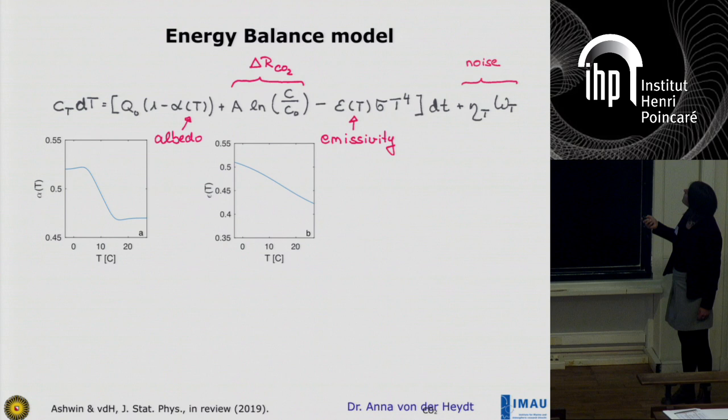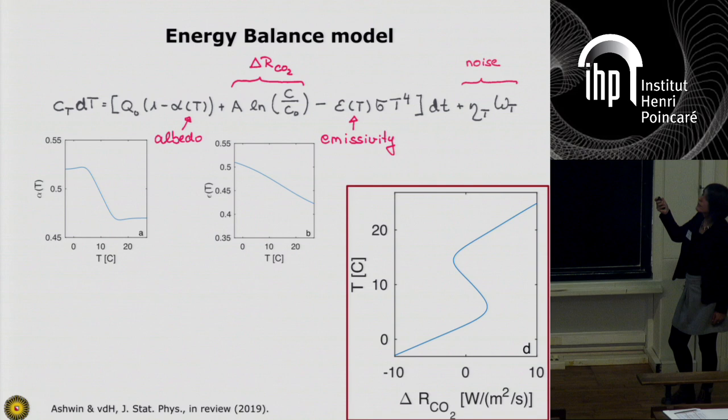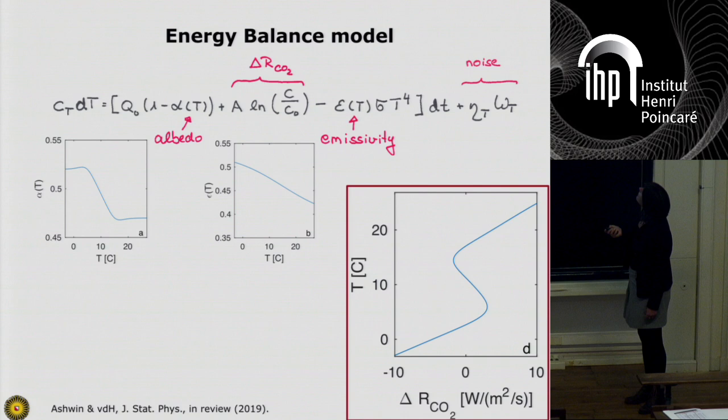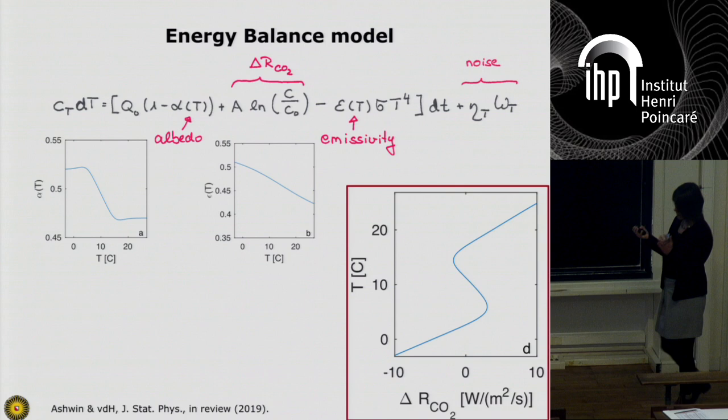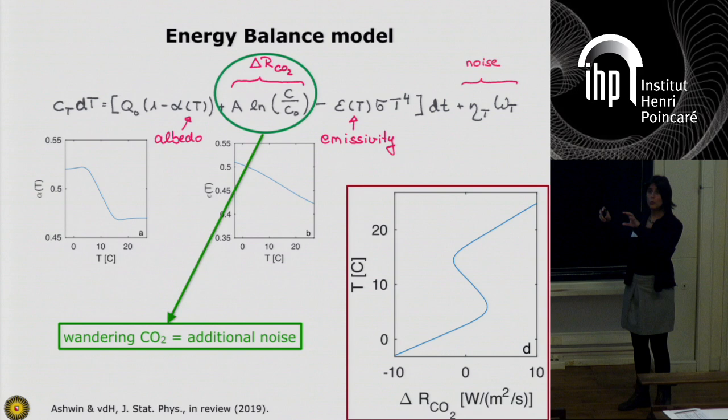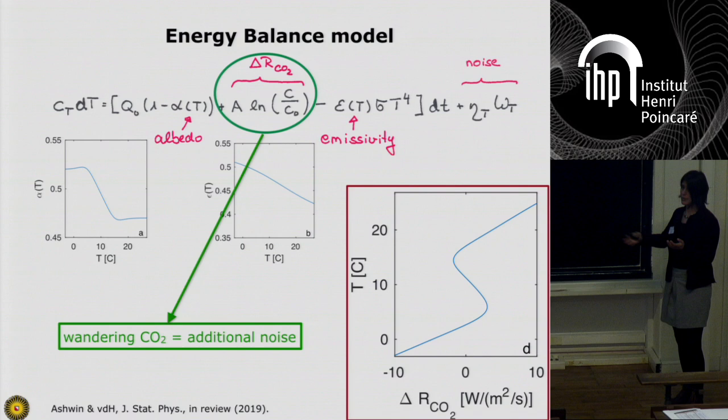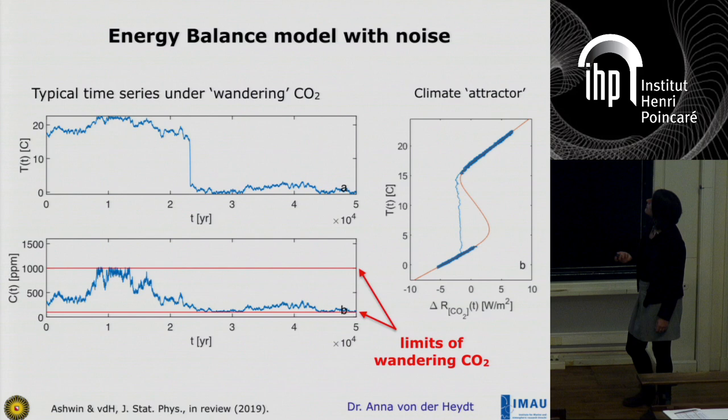Actually the slope of this branch is slightly different than that branch in there. Okay, so then we add, as I said already, noise to the whole model, but we explore this attractor by a different type of noise. We don't have an equation for the evolution of CO2, but we simply say it's a wandering, noisy variation of CO2, which is actually a different type of noise that we add to the system. And by this, we can explore the whole attractor.